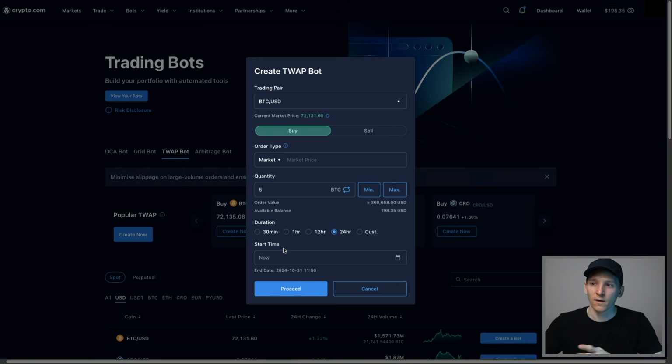So what you're just saying is, look, I've got 5 Bitcoin to buy, or if you want to sell it, right? Work that order over 3 days, and it's going to give you a weighted price, the time weighted average price of what was traded in the market.